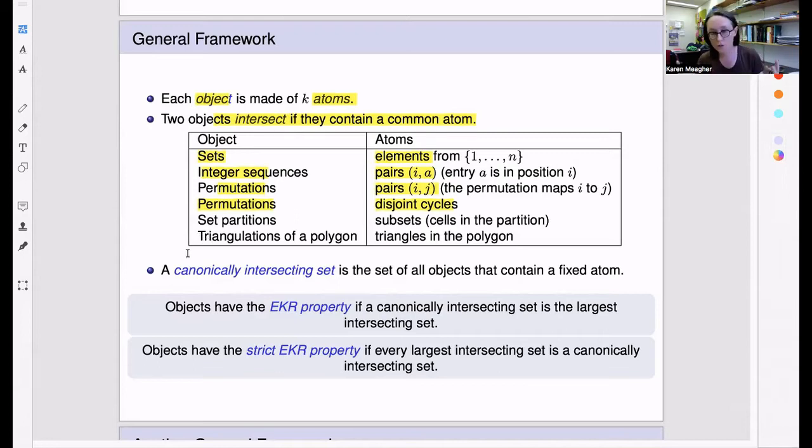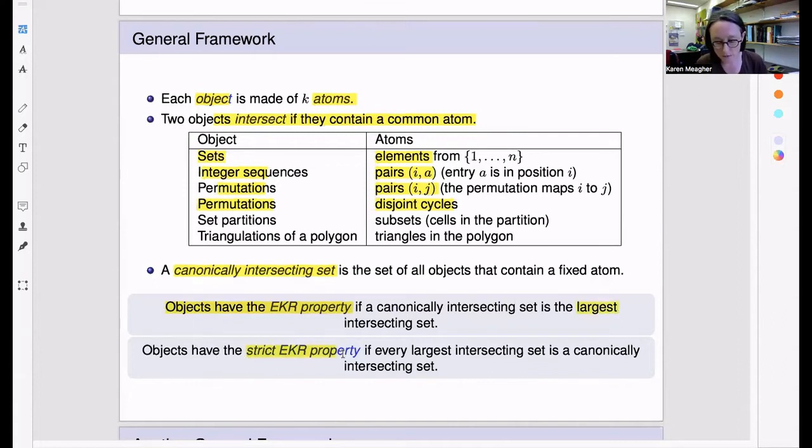So with this framework, we've got this natural idea of a canonically intersecting set. A canonically intersecting set would be all the objects that contain some fixed atom. And then we say that the objects have the EKR property if the canonical intersecting set of objects is the largest, where we have the size.